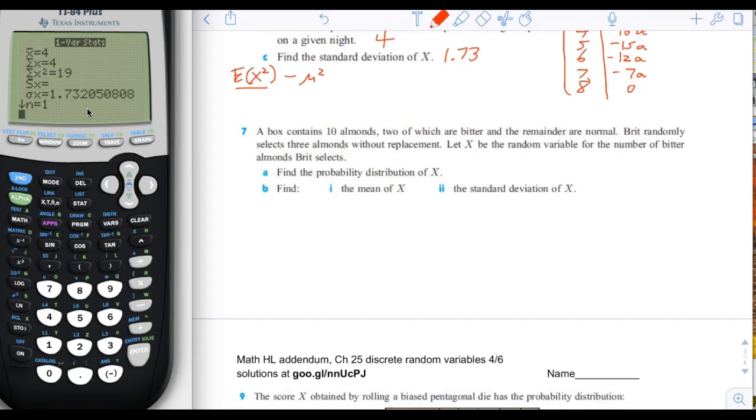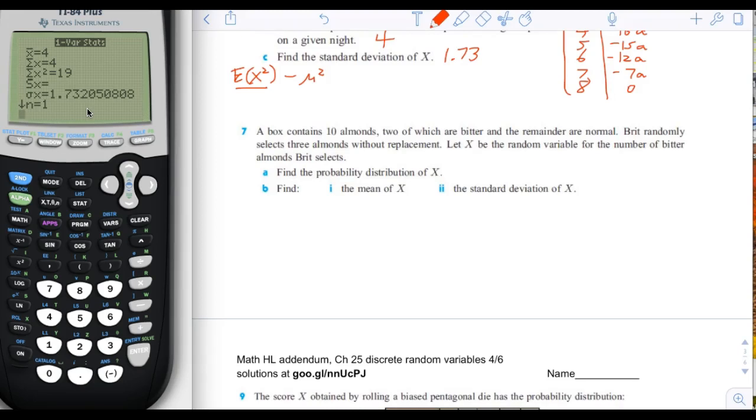Okay, 10 almonds, 2 of which are bitter and the remainder are normal. So every time he chooses an almond, there's a 2 in 10 chance that it would be bitter, or 0.2 chance. He selects 3 almonds without replacement, so interesting. The first time he chooses an almond, it's going to be different than the second time, etc. Let x be the random variable for the number of bitter almonds that Britt selects.